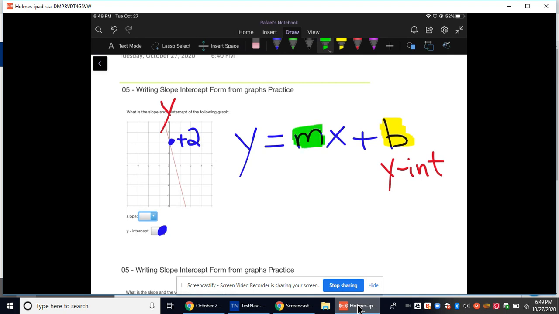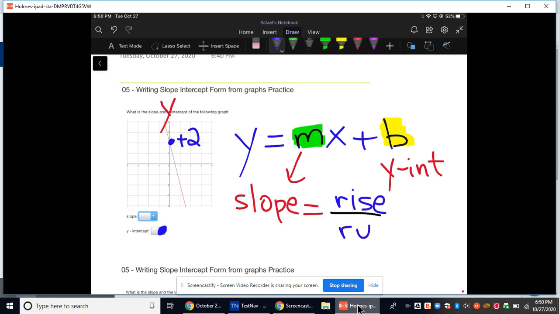All right, let me highlight M. And remember that M stands for the slope. And when we're finding slope from a graph, our equation is going to be rise over run. Okay? Rise over run. So you got to pick two perfect points. I'm going to go ahead and use the y-intercept since it's already there. And then a perfect point has to be at the corner of one of the squares, right? Perfectly wherever there's an intersection. So I'll pick this one down here.